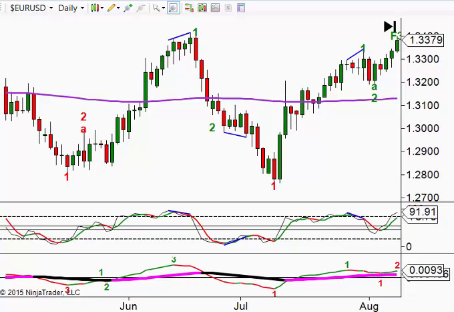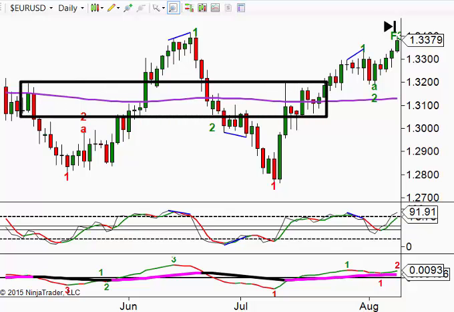Now, what we have here, we call this a, what we want is, see, the 50 or the 200 simple moving average.